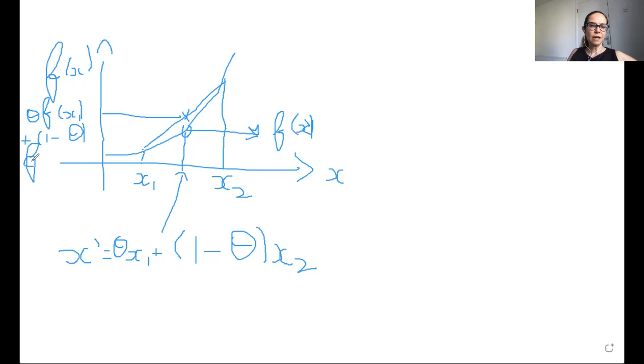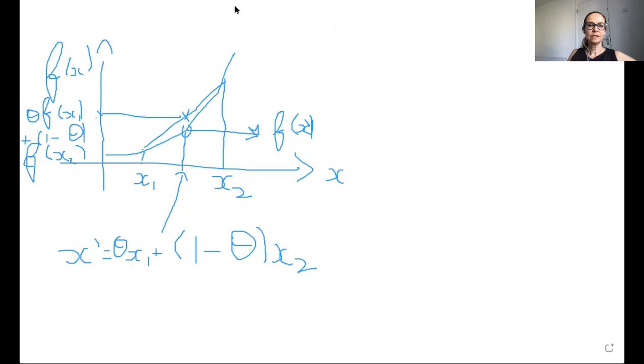So if I look at this point here, this point is above that point. That's what convexity tells us with our Jensen's inequality. So think of this as the expectation of x, and think of this as the expectation of f of x.